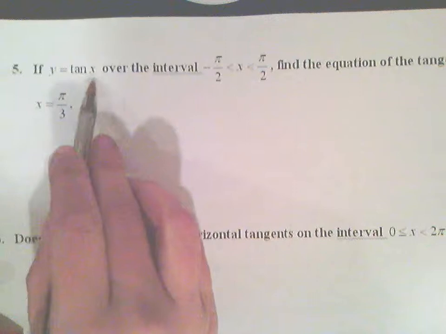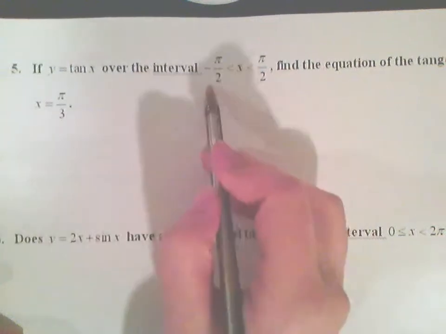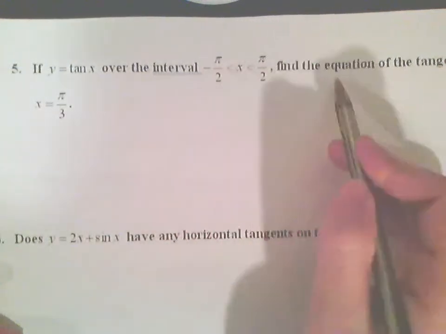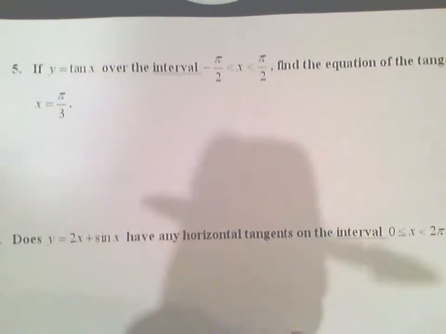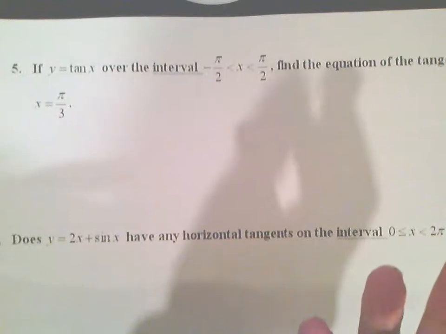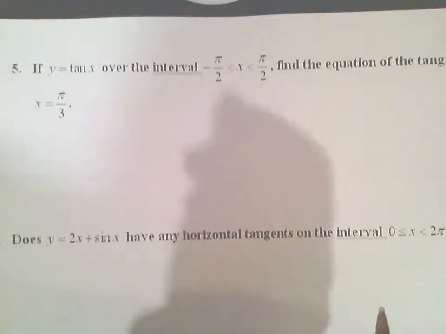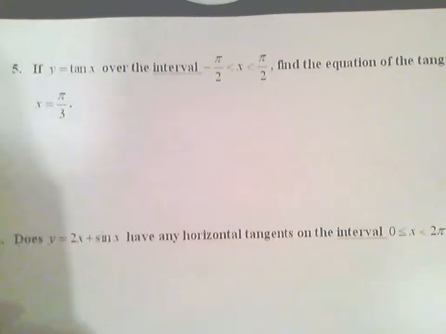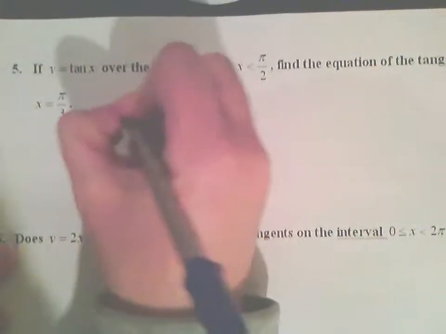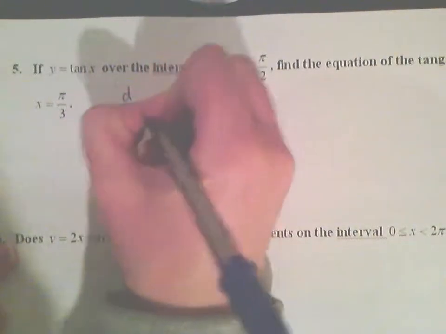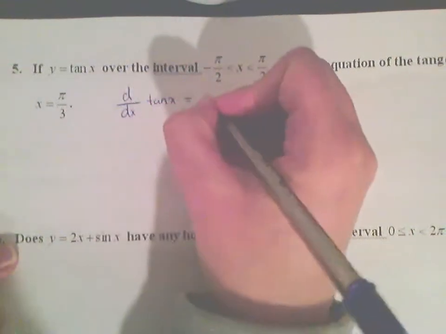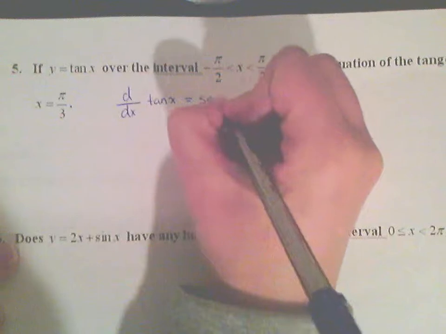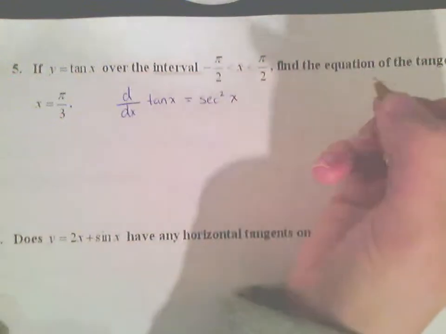So if y equals tan of x over the interval negative pi over 2 to pi over 2, find the equation of the tangent line, which basically means find the slope, this guy's derivative. So what is the derivative of tan of x? We now know it is secant squared of x.